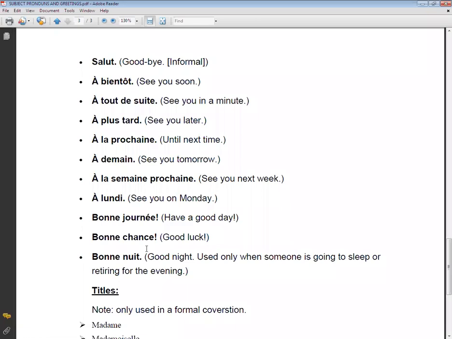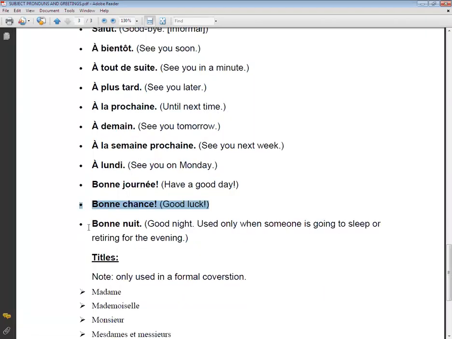Yes. So we said bonne journée is have a good day. Bonne chance, I've said good luck. I will add you more greetings. Bonne chance means good luck. Okay? How do you pronounce the other one? Bonne nuit. Do you pronounce the letter T? Bonne nuit, okay? La nuit is night, so bonne nuit simply means good night, okay?